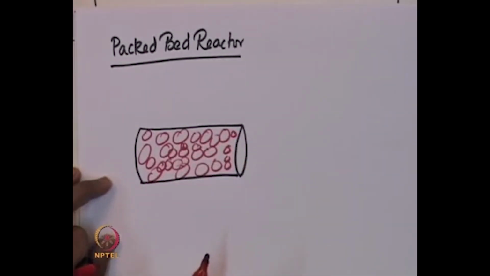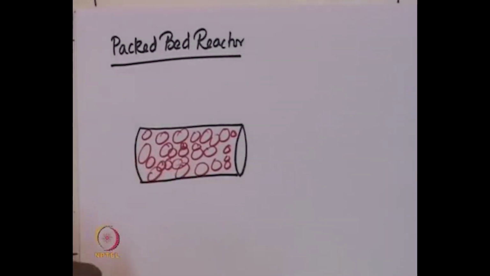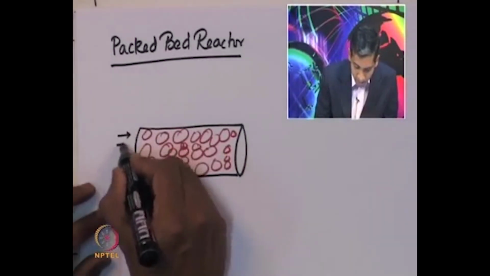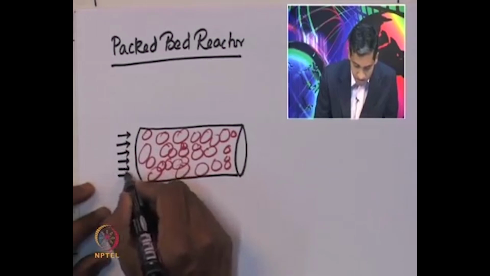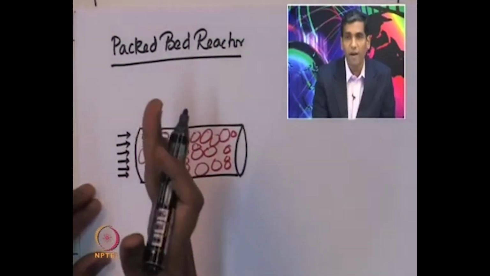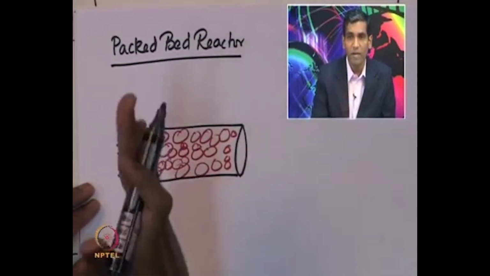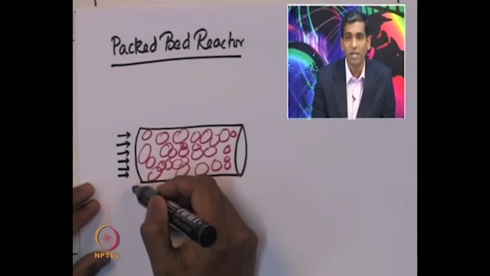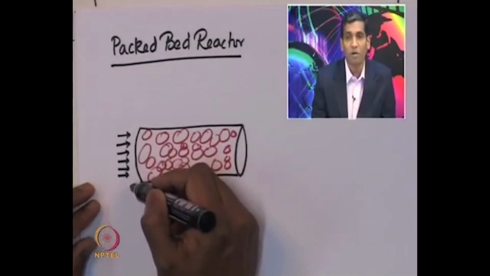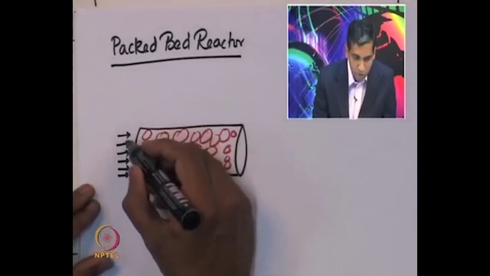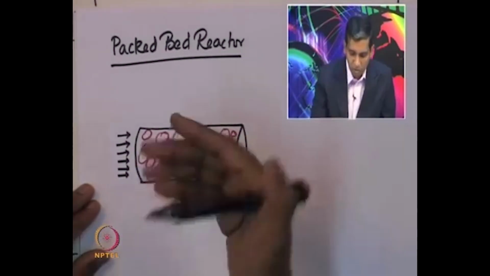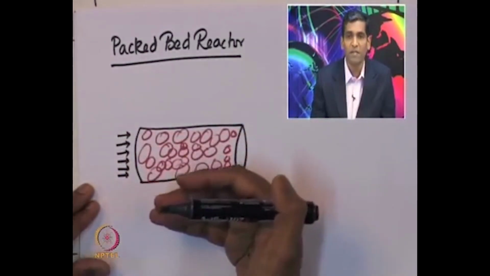So, these are the catalyst particles which are actually packed inside, and suppose a fluid stream is flowing into the reactor. Let us say that it has a flat profile, that means the velocity with which the fluid is flowing and the concentration with which it is entering are uniform across a given cross section. Then, because of the packing, the resistance to flow is not going to be uniform at every location in a given cross section.